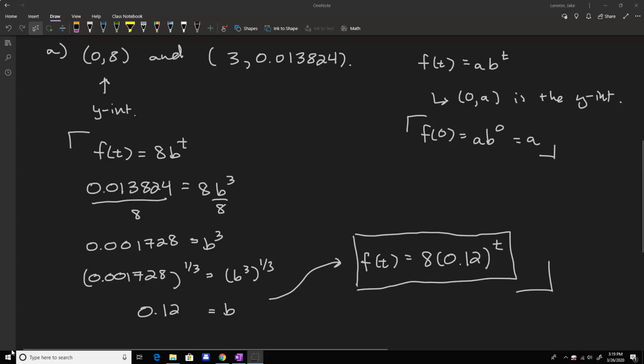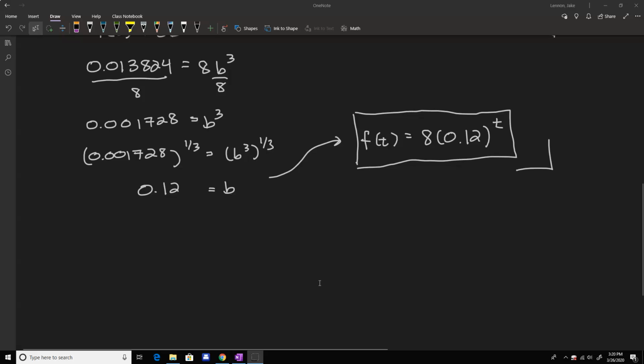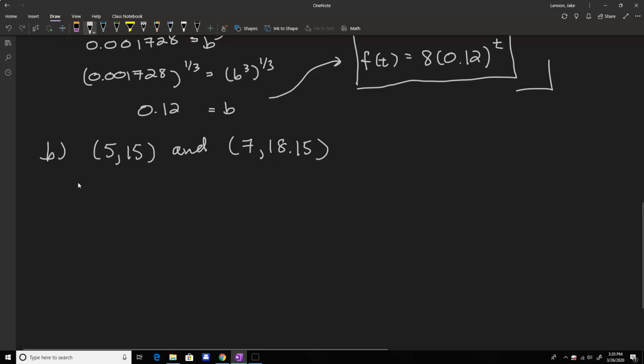So let's review another type of question that we looked at last time, where we're looking at the exponential function that passes through 2 points, but one of those points is not the y-intercept. This time we're looking for the exponential function that passes through 5, 15, and also the point 7, 18.15. What we want to do is plug both of them into the exponential equation, f of t equals ab to the t.